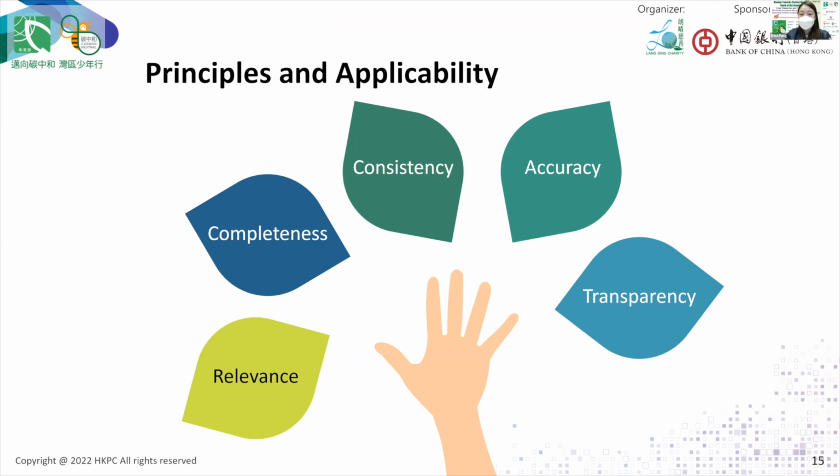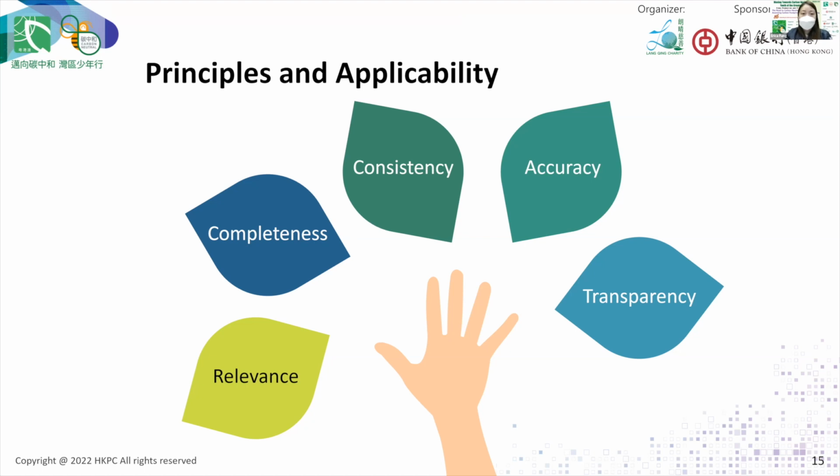And the second one is completeness. The carbon audit should account for and report all greenhouse gas emissions and removals within the chosen physical and operational boundaries. Any specific exclusions should be disclosed and justified.